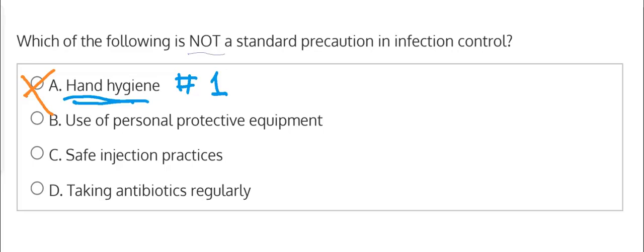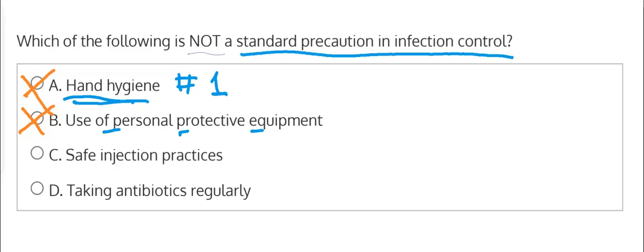Looking at option B, the use of personal protective equipment, or PPE, that would be your gloves, your gown, any sort of contact, droplet, airborne precaution equipment that you put on when a patient's on isolation precautions, or anything to prevent infection. That would be a standard precaution in infection control. All of these things are used to prevent the spread of disease or infection. So we will eliminate that, because the question is asking which one is not used in infection control standard precautions.